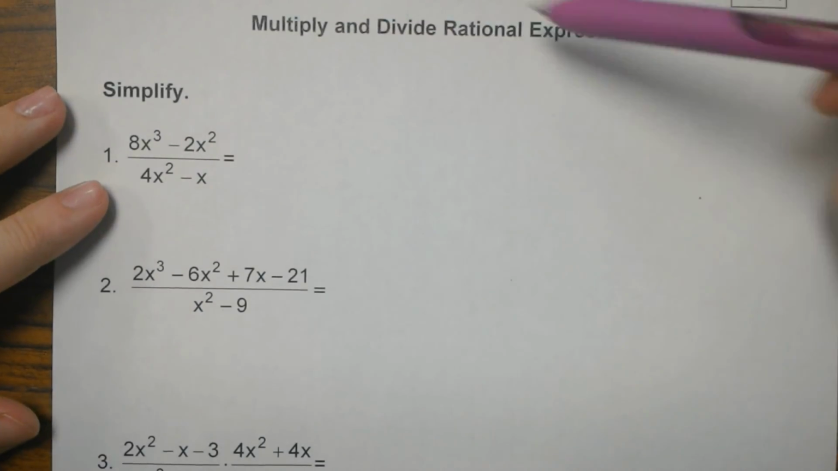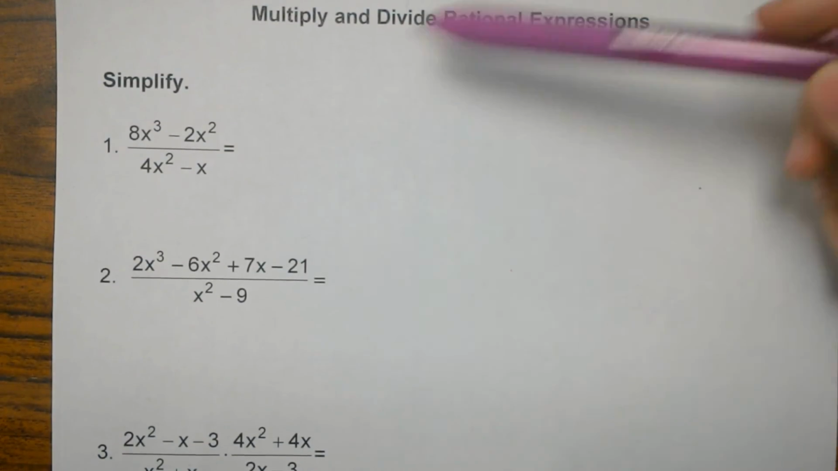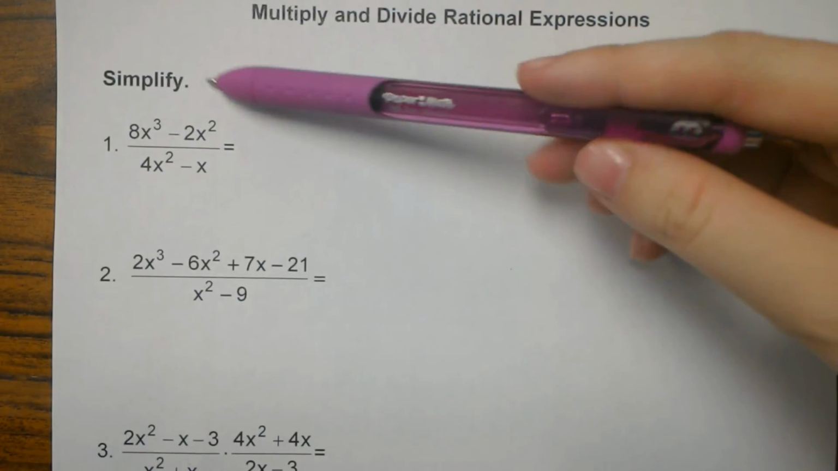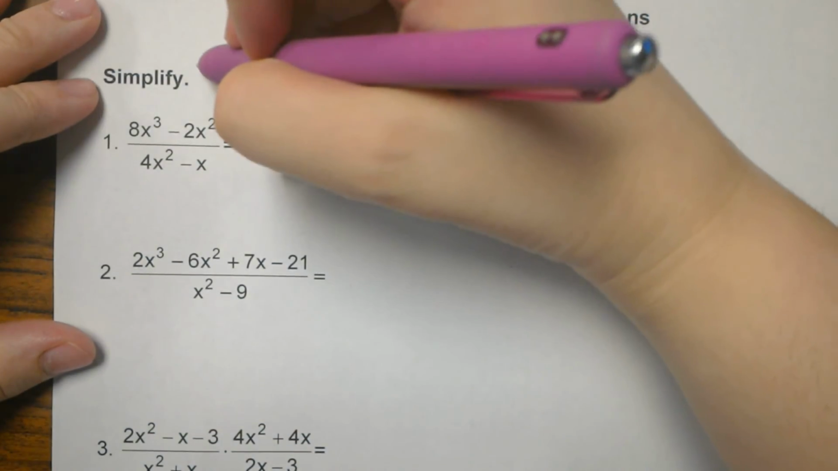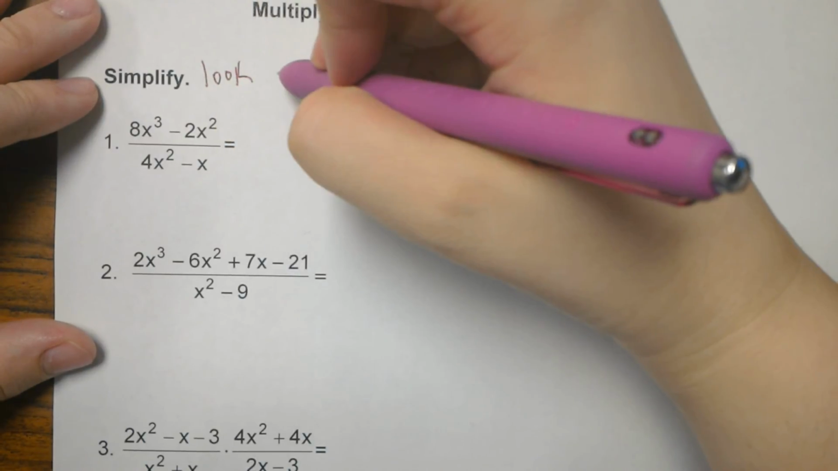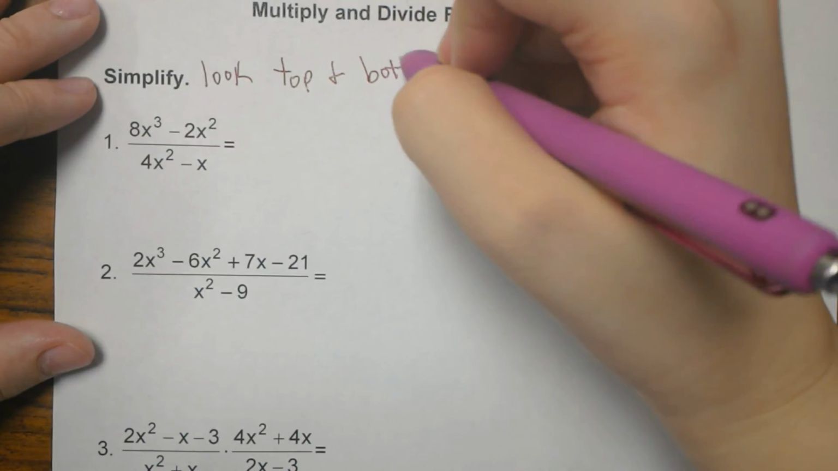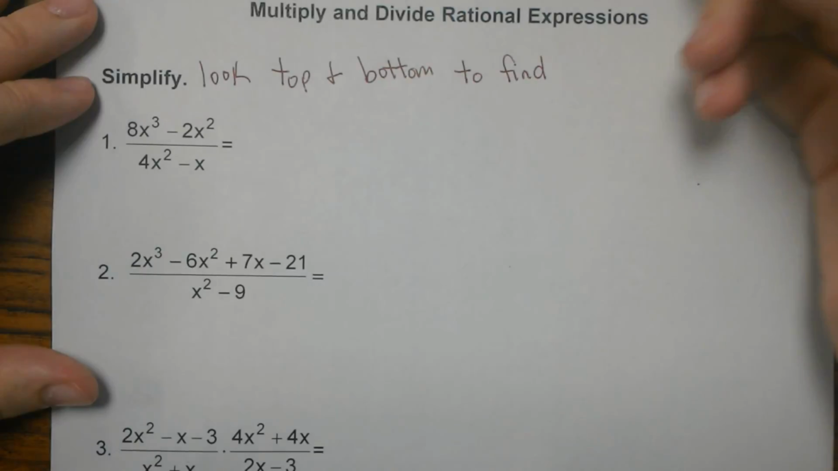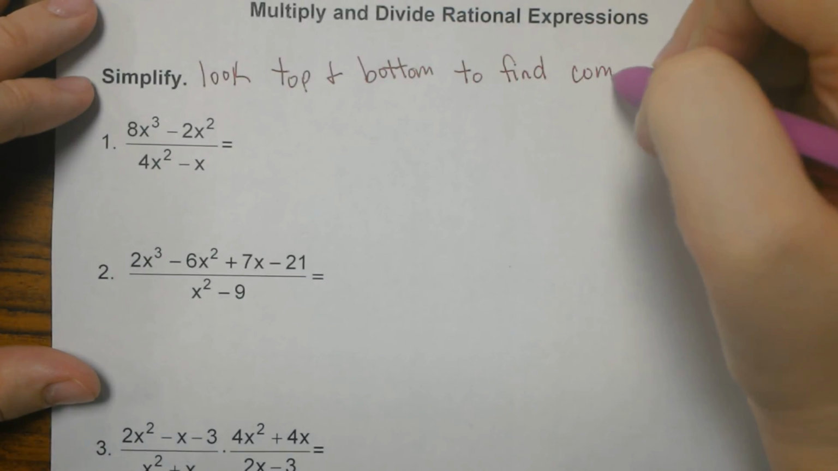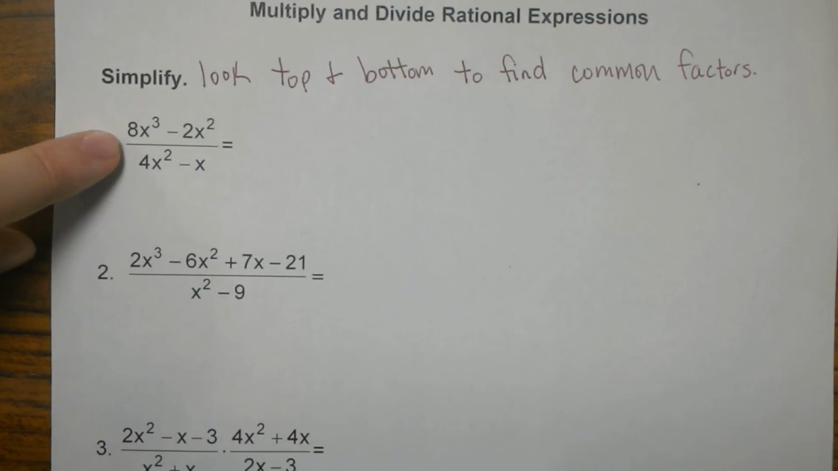So we're looking at multiplying and dividing rational expressions. First, before you multiply and divide, I'm going to see if you can simplify. So to simplify, you look at the top and the bottom to see if they have any common factors. So if it looks like this, you're going to need to factor it first.